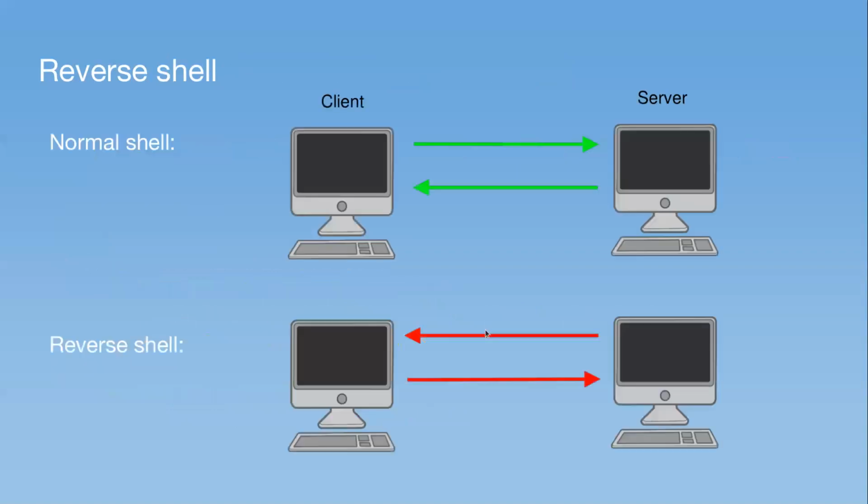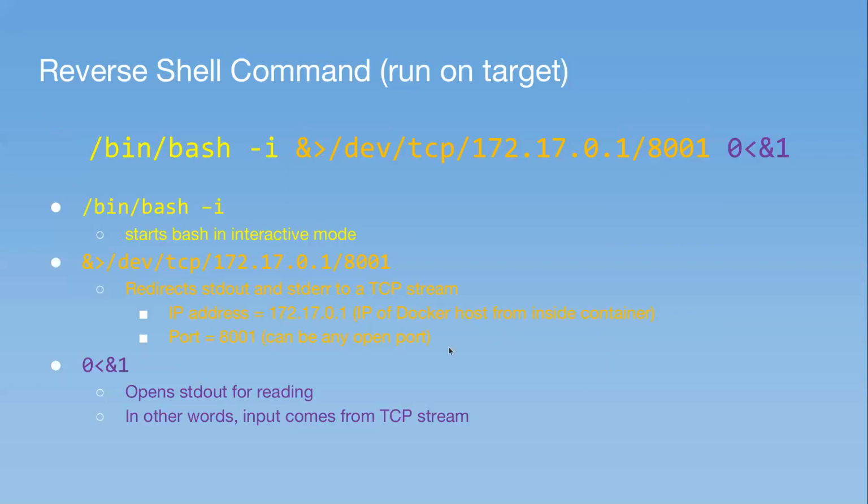That will be this first request, which will go to the host here. This is the container here. And then the port can be any open port. We're just going to use 8001. In real life, this would be my public IP address and a port, but because we're using Docker, we need to use Docker IP addresses. So this part redirects stdout and stderr to the TCP stream, and then this final part opens standard in, which is represented by this here, for reading. So in other words, the input comes from the TCP stream.